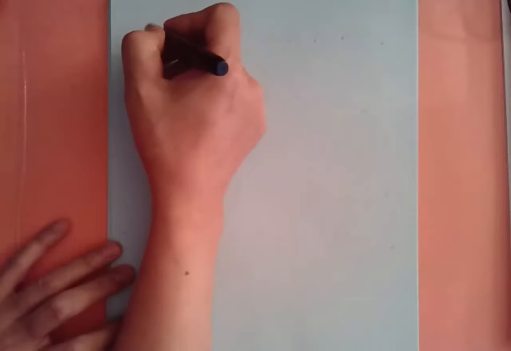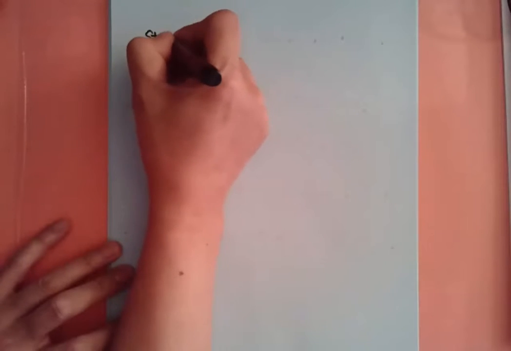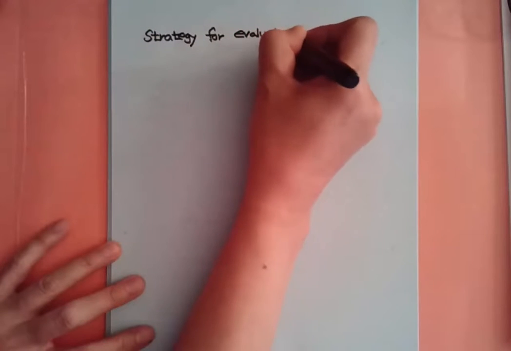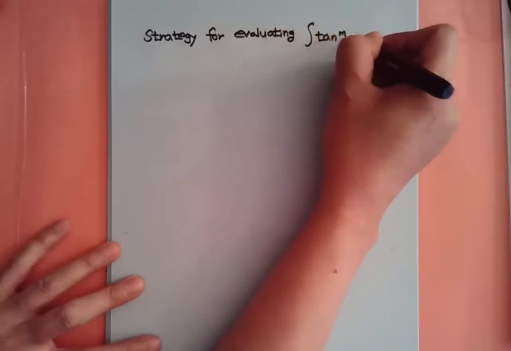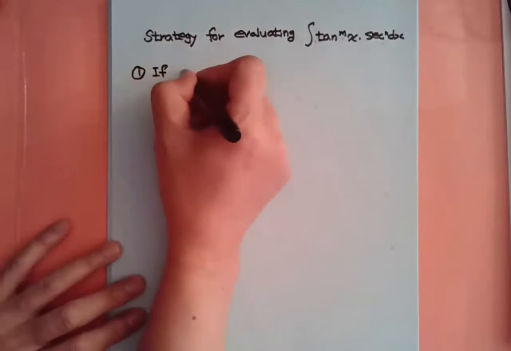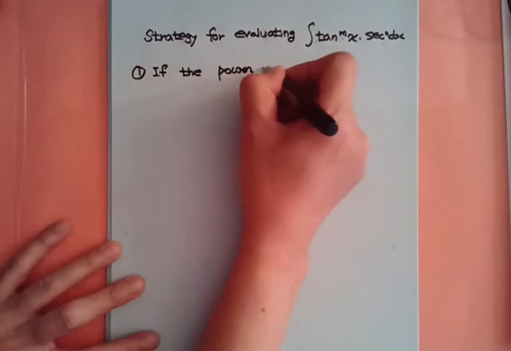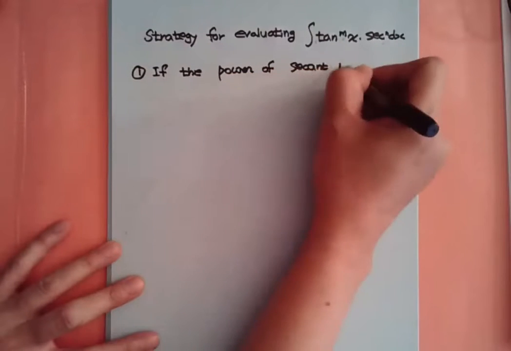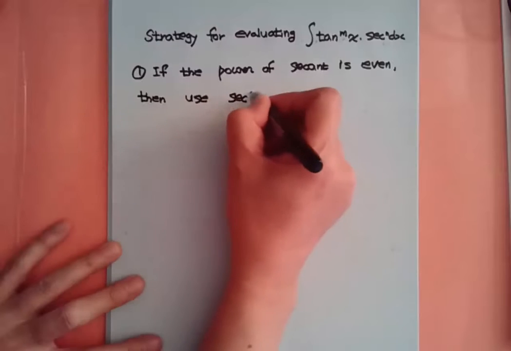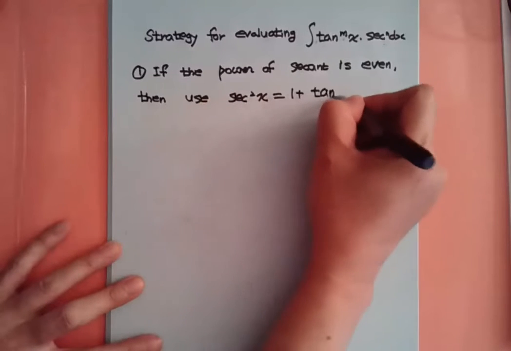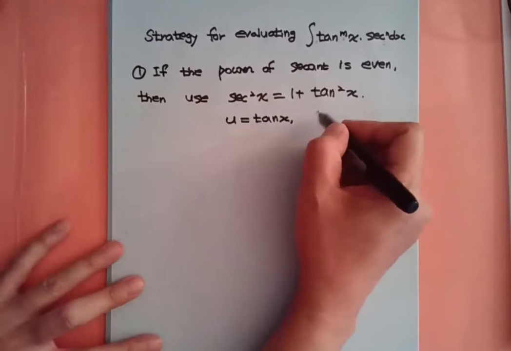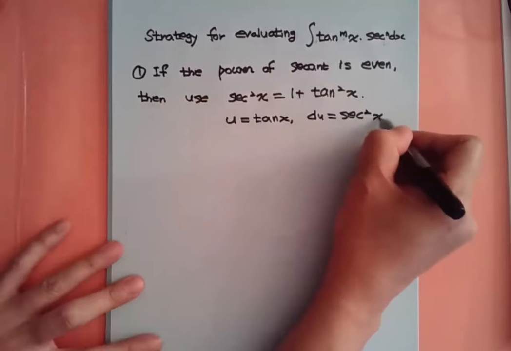Next subject. I want to summarize the strategy for evaluating integration of tangent to the n power x times secant to the n power x dx. If the power of secant is even, then you have to use secant squared of x equals 1 plus tangent squared of x, and we will put u equals tangent of x, and du equals secant squared of x dx.